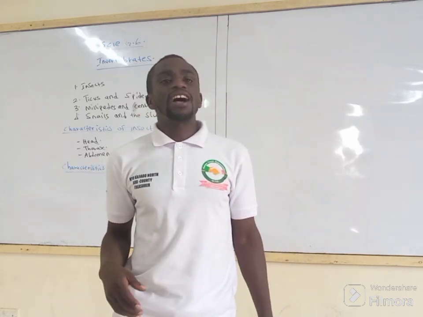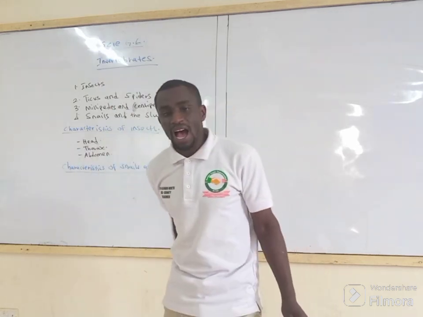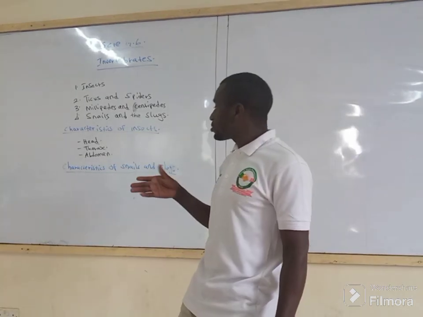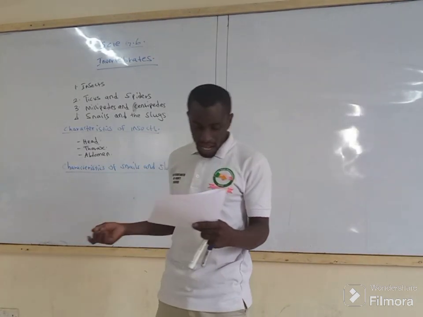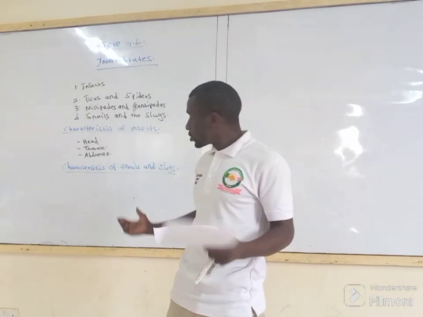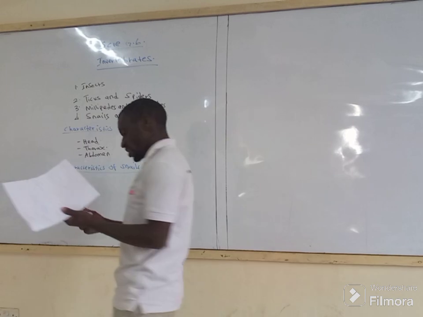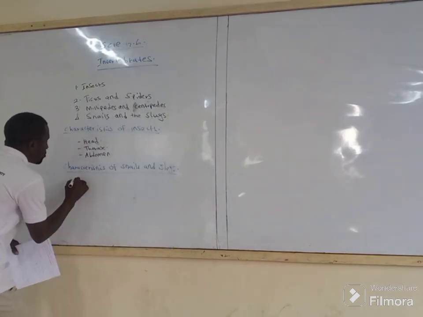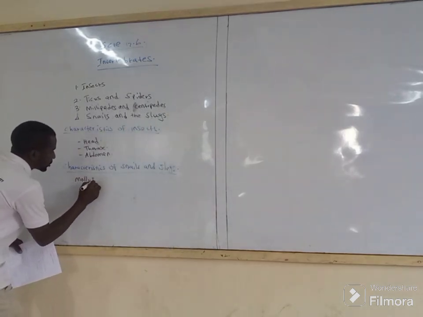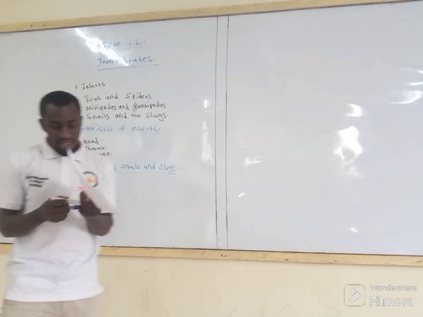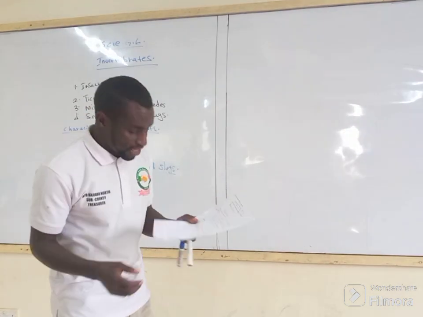Snails have a shell on their back. They normally have a shell for protection, but slugs do not have a shell. So that is the main difference between the snails and the slugs. Now let's look at the characteristics. Snails and slugs are also known as the mollusks. That is the other name of snails and slugs.